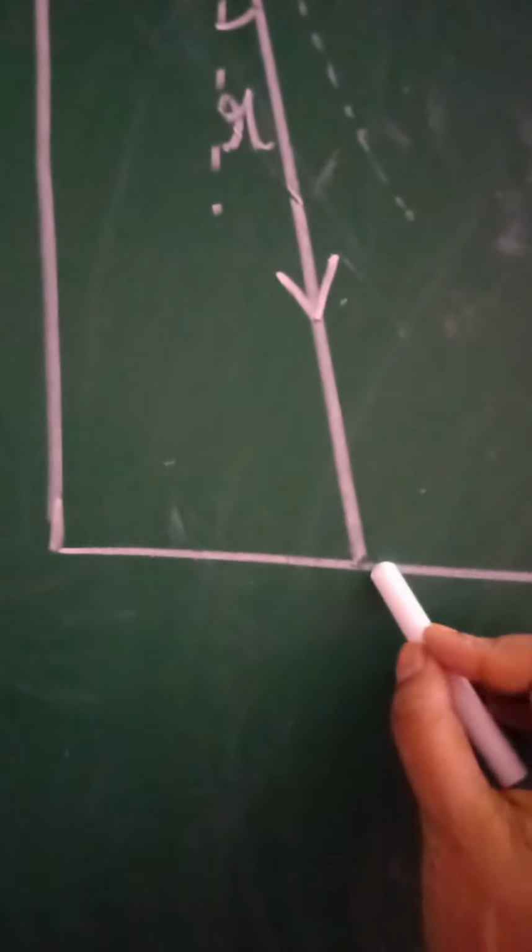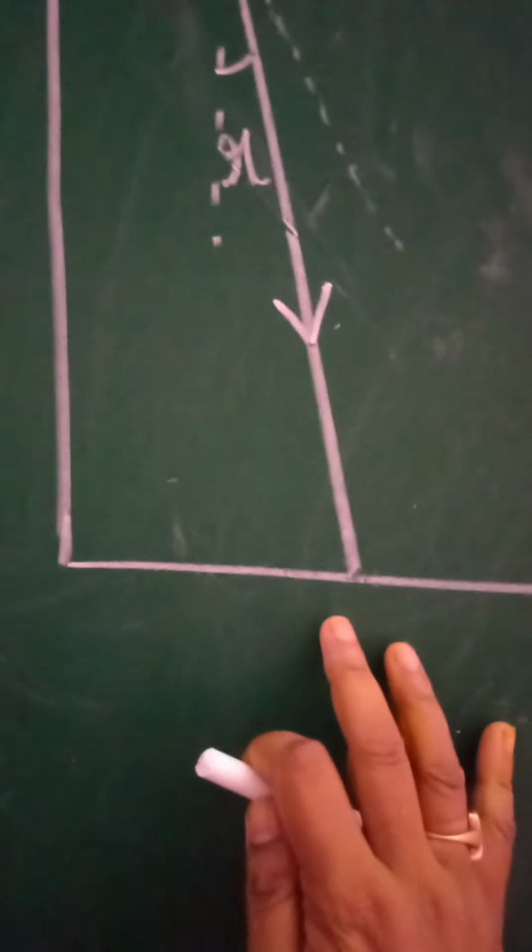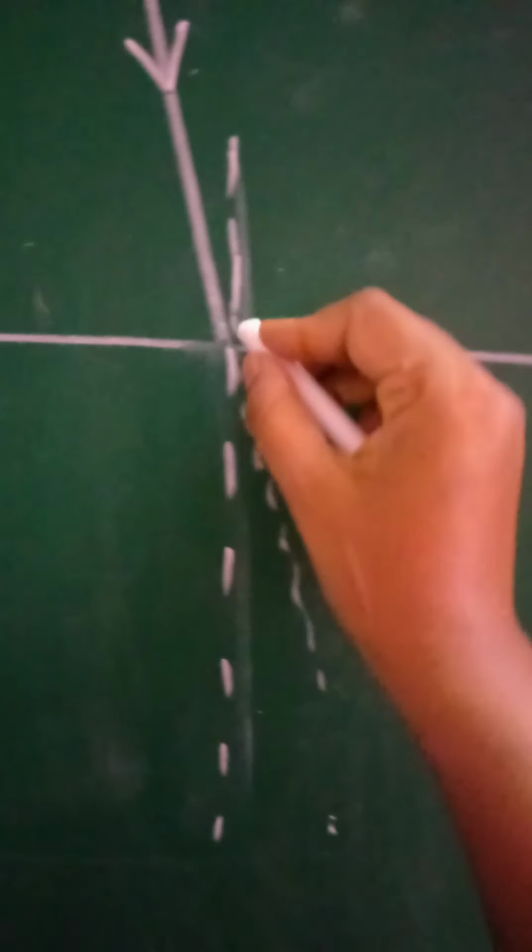Now the turn is this. Now we are talking about this phase, when it changes its medium from denser to rarer. The medium is now changing from denser to rarer, so what will happen at this point? From the normal, you have to make it like this.